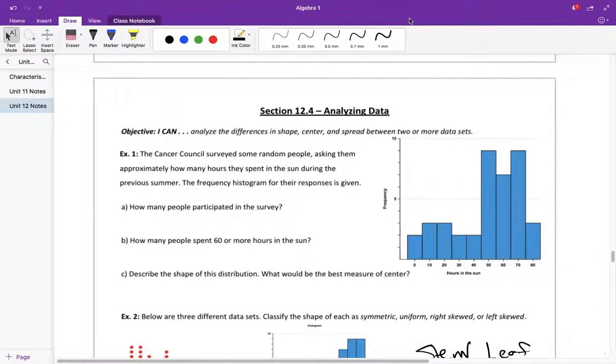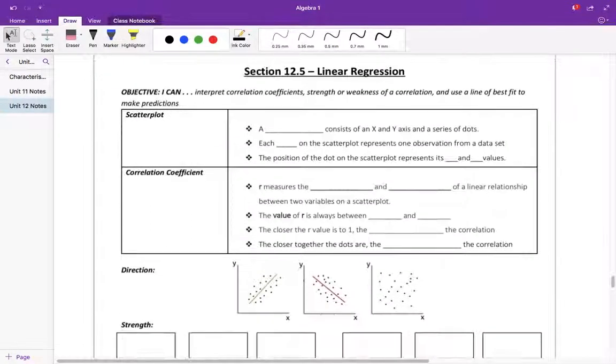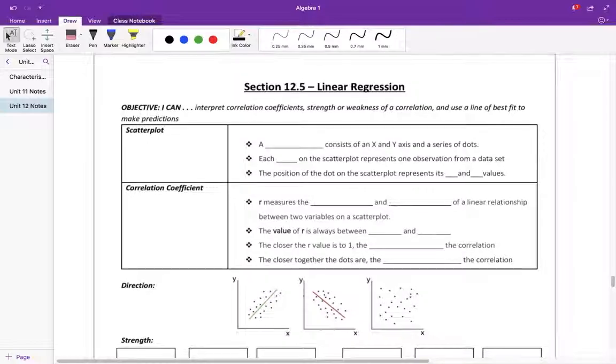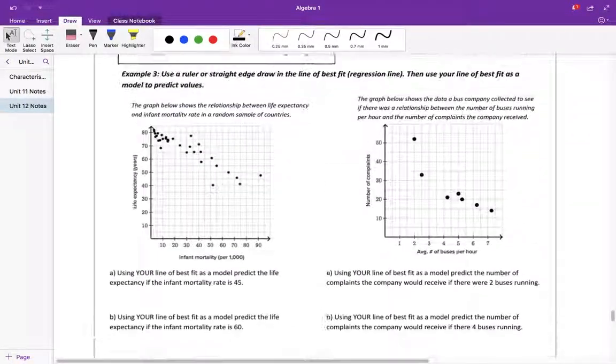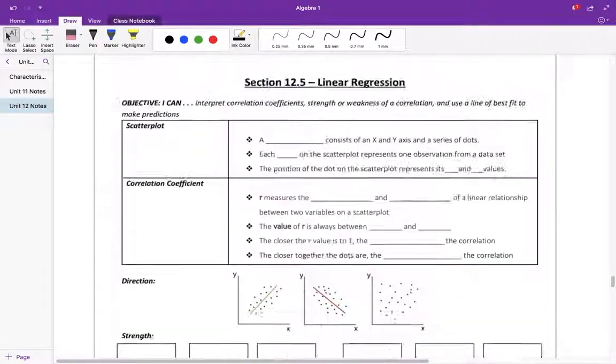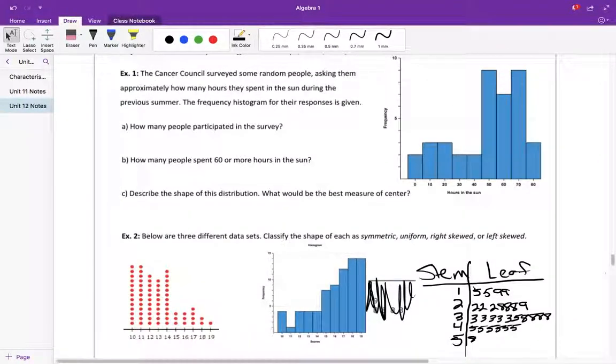We are on one of the last two sections of notes for this unit. Today we're going to be talking about analyzing data, which is section 12.4. And then we'll probably have a little bit of time that we can start 12.5. But as you can see, it's quite a bit of notes, so we'll probably only get through about the first page or so before we have to call it quits.